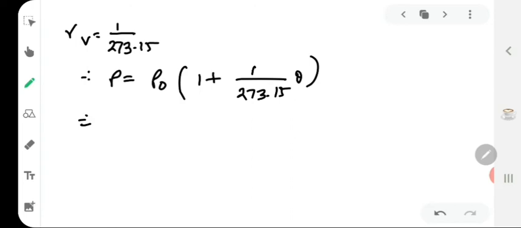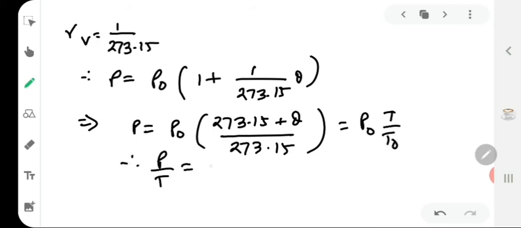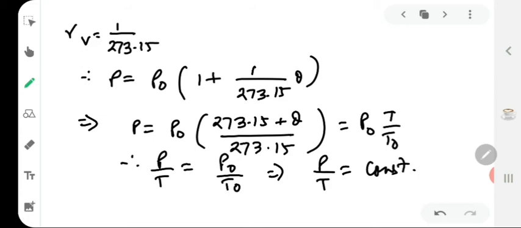So we can write down P equal to P0 times (273.15 plus theta) by 273.15. So this will be equal to P0 T by T0. So we can write down P by T equal to P0 by T0, which further implies that P by T is equal to a constant. So thus Gay-Lussac's law may also be stated as: the volume remaining constant, the pressure of a given mass of a gas is directly proportional to its absolute temperature.